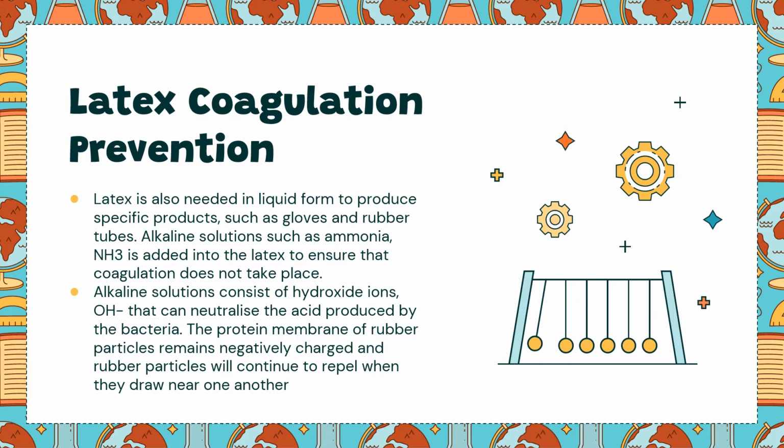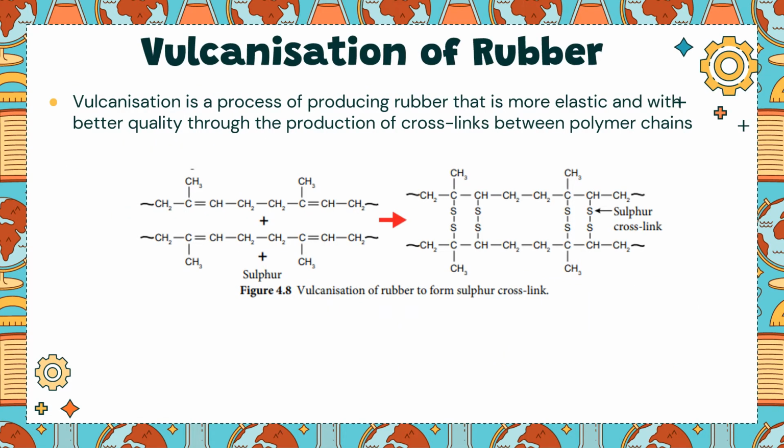Latex coagulation prevention. Latex is also needed in liquid form to produce specific products such as gloves and rubber tubes. Alkaline solutions such as ammonia are added into the latex to ensure that coagulation doesn't take place. The alkaline solution consists of hydroxide ions that can neutralize the acid produced by the bacteria. The protein membrane of rubber particles remains negatively charged, and rubber particles will continue to repel when they draw near one another.